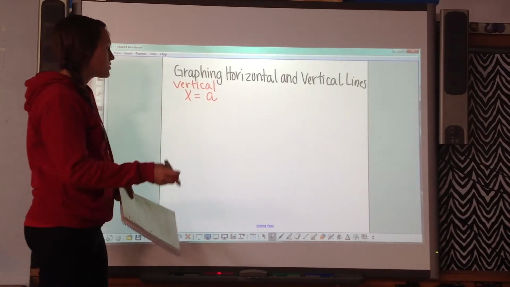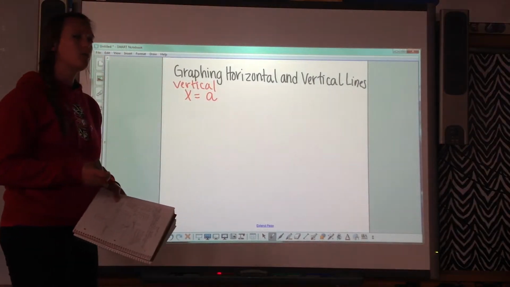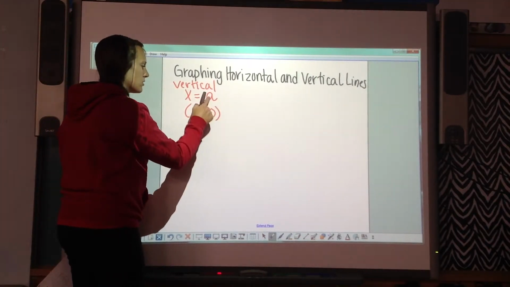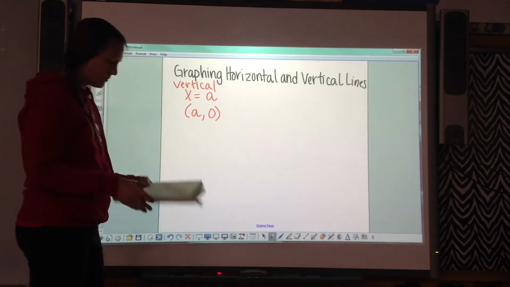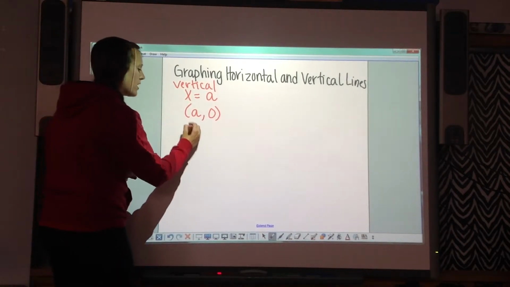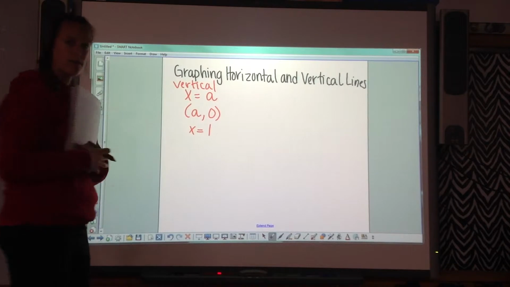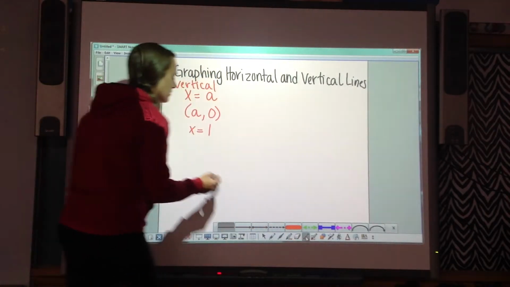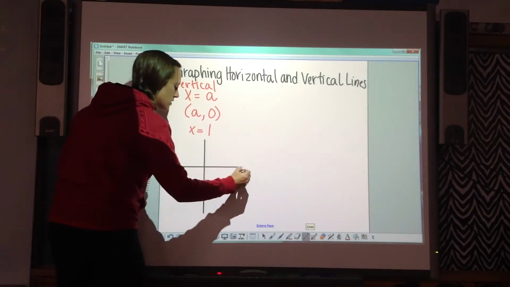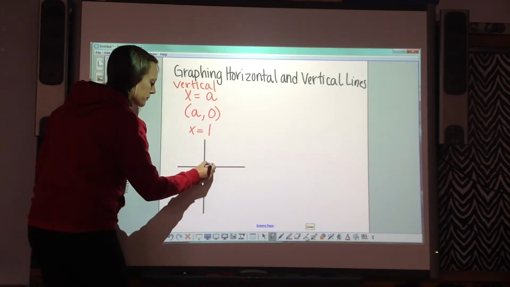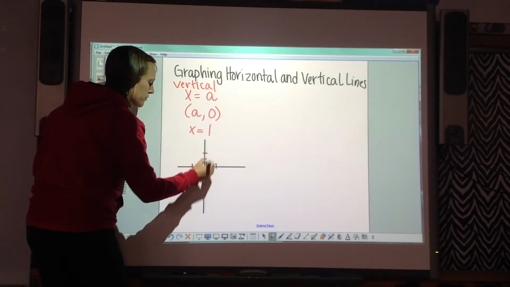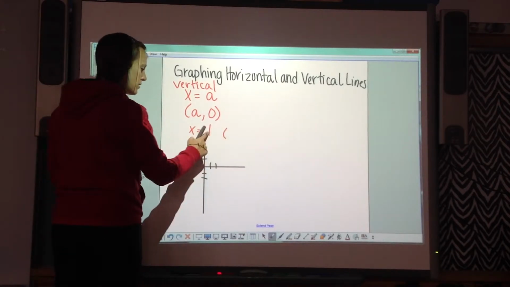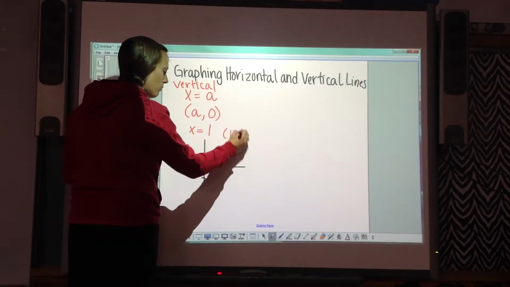Okay, so if you were to graph this, you're thinking of an ordered pair, whatever this integer is, and 0, because your x value is this number. For example, let's say you have x equals 1. You want to graph this equation. There's no y, so it's not going to be a diagonal line. So if I were to graph this, you're thinking of the ordered pair. Now this is your x value, 1, 1, 0.